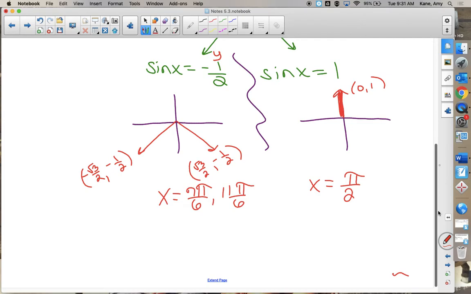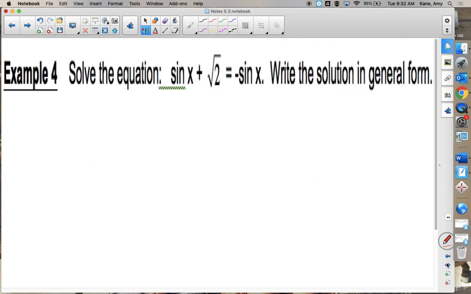So see if you can solve example 4. And look to see what do you have, what's in the problem. How would you try and get to the answer? So factoring it or isolating the variable or the function. Those would be two common things that we would want to try and use. And this one says the solution should be in general form. So that means plus 2 pi n or pi n, depending on what functions we have.